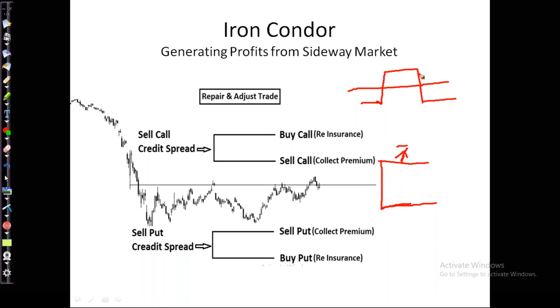If price goes up from this area, what will we do? We'll extend our length. We'll select another upper boundary range and it should look like that. So we adjust our trade. Okay, that is the basic understanding of iron condor.